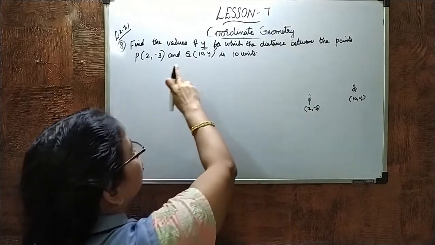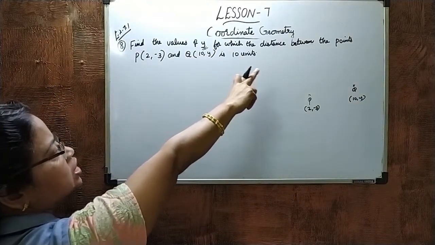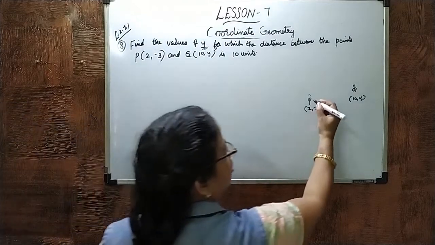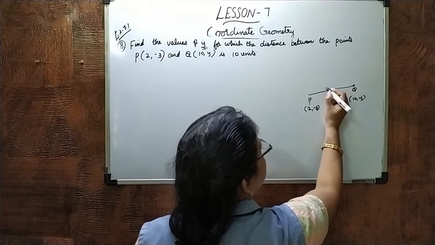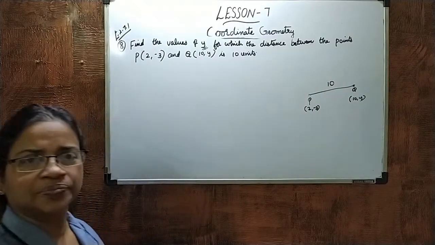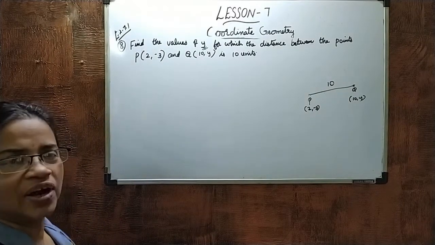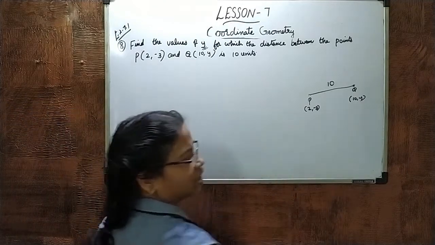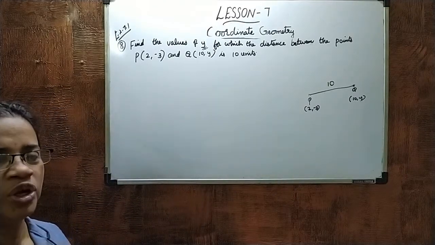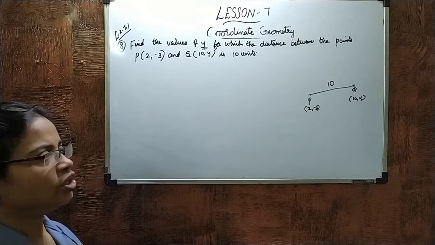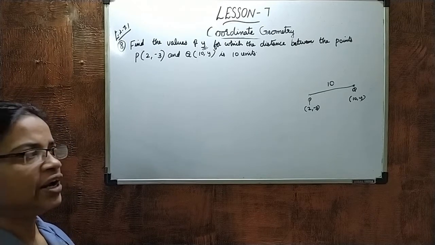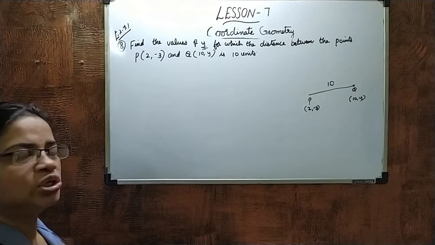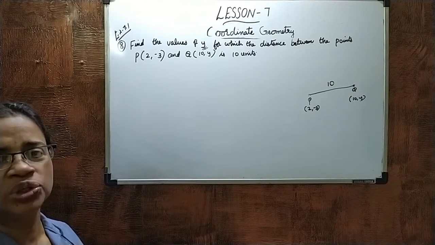And then what they told you, the distance between these 2 points is 10 units, right? And you have to find out the value of y. Here Q is (10, y), to find the value of y, how will you find out? You have to use the distance formula, and it will be equal to 10. Distance is equal to 10.